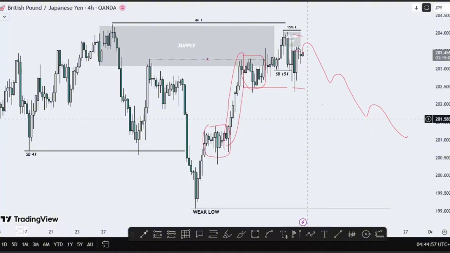Okay, so this was a quick weekly forecast and a quick weekly recap as well on the trades that we called last week. Hopefully, you were able to be one of the people that made profits out of these trades.